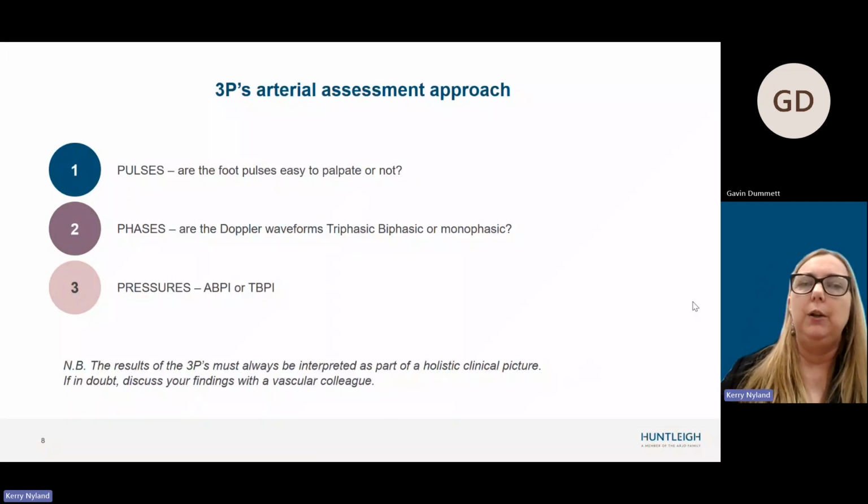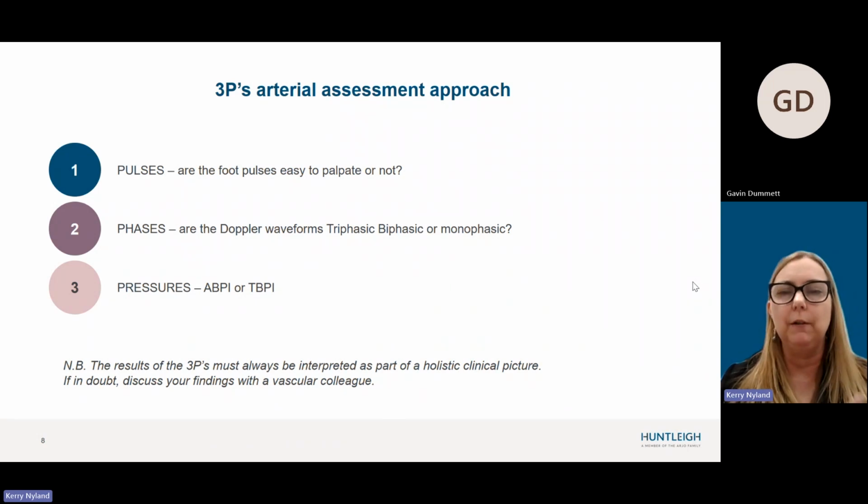So some of you may have heard of the 3 Ps approach. The simplest way to approach your vascular assessment is to use your 3 Ps: your pulses, phases, and your pressures. Your ABPI is just part of that bigger clinical picture.